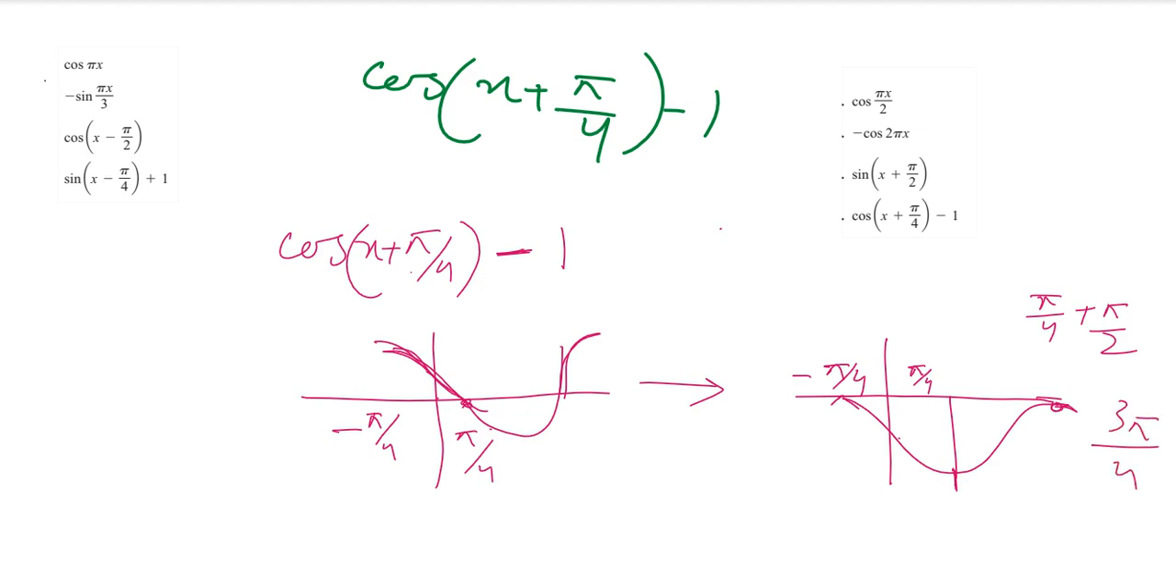that will be 3 pi by 4. And again, if we add 3 pi by 4 with pi by 2, we'll get the next value, that lies over here, and then this, and then that.